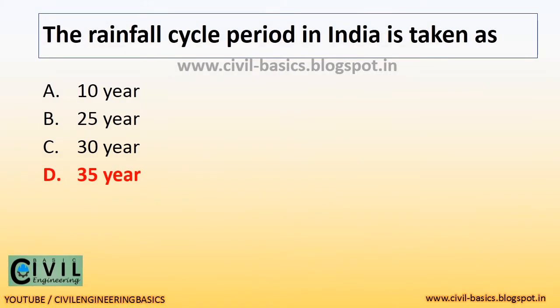The rainfall cycle period in India is taken as 35 years.